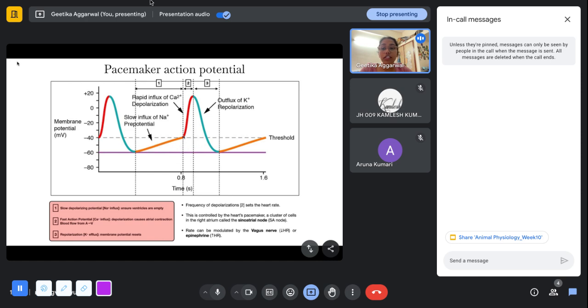A few important points mentioned here in the red box are that the sodium influx is a slow process. Why? So that the ventricles get completely empty. It ensures that the blood is entirely flown out of the ventricles. The calcium influx is a fast process. It leads to the depolarization, causes the atrial contraction, and that is when the blood flows from the atria to the ventricles. And then repolarization resets the membrane potential so that another cycle of blood flow can happen through the heart. So, are there any doubts at this slide or in understanding the pacemaker action potential? If not, then we'll move forward.